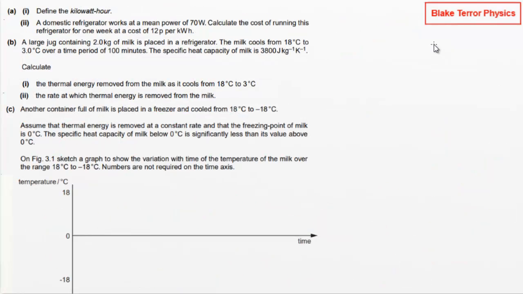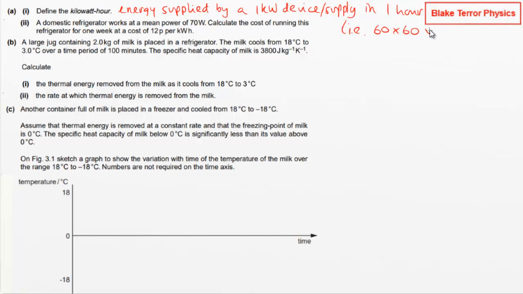So what have we got up next? Next, we have to define the kilowatt hour. There's two ways you can go about this. I don't like just saying 60 times 60 times 1,000 joules. That seems kind of lame. It's not really giving any insight. So let's say that it is the energy supplied by a 1 kilowatt device or supply in 1 hour. And then you could say, I suppose, i.e. 60 times 60 times 1,000 joules.